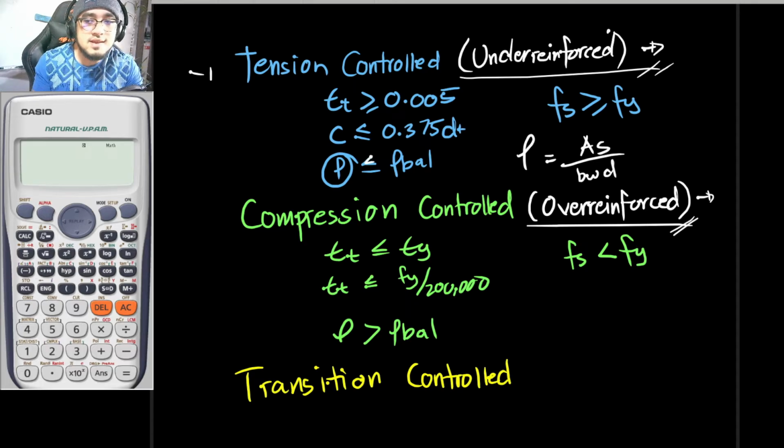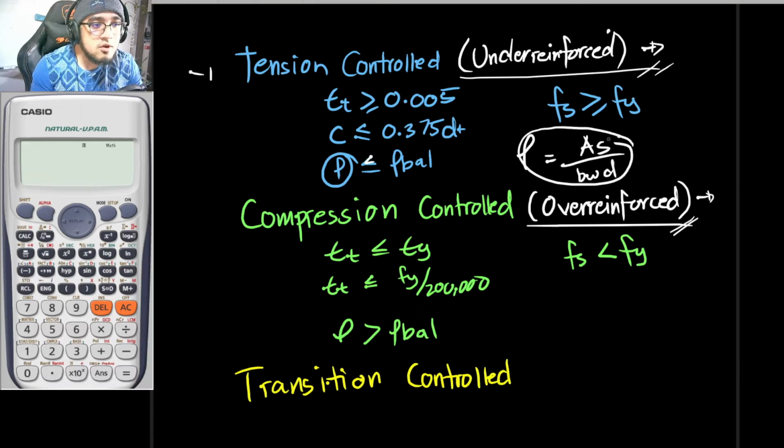So in the analysis part, when we say analysis, we already know our section. So we already know the section and we are just solving for its Mn. And actually, your As is already given and your bw and d are already given. So solve for it and compare it with the value of your rho balanced.